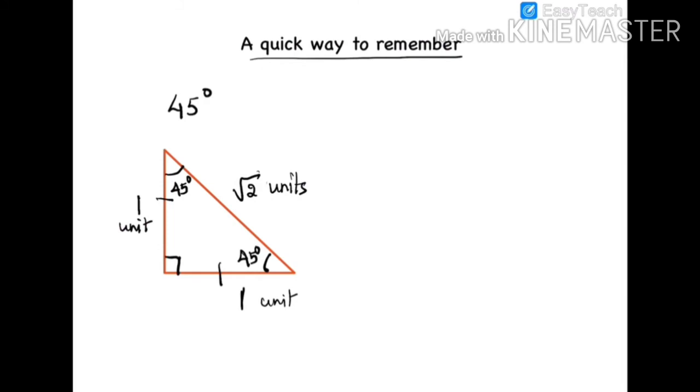For example, if I want to write tan 45, it is opposite upon adjacent, so it is 1 upon 1, 1. If I want to write down cos 45, it will be adjacent upon hypotenuse, so that will be 1 upon root 2. Or sin 45 will be opposite upon hypotenuse, so that will be 1 upon root 2. And you can get the remaining ratios in the same manner.